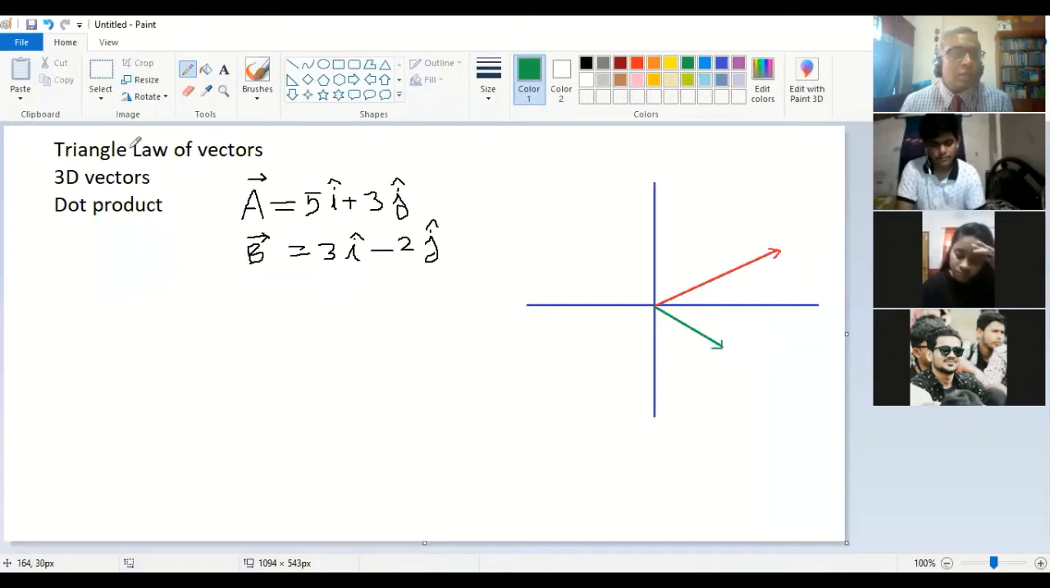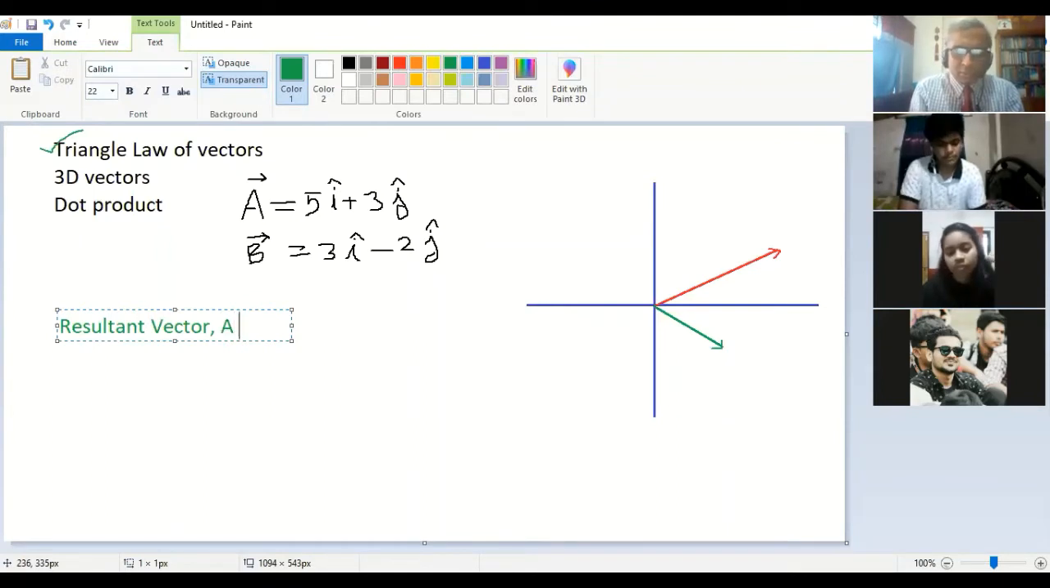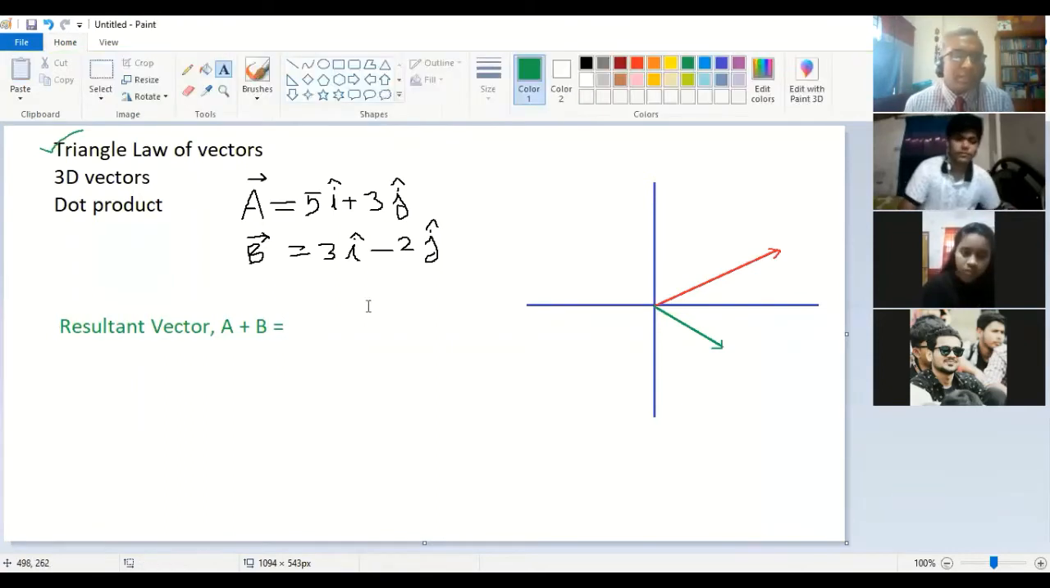Now I am talking about the triangle law. So for the triangle law, what happens? We actually find the resultant vector. So what is the resultant vector? The resultant vector, we call this A plus B. A plus B vector means you have one vector A, you have another vector B, and if you combine these vectors together, if you add these two vectors together, that will be A plus B.